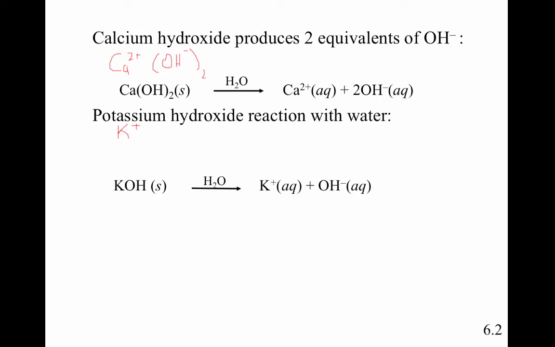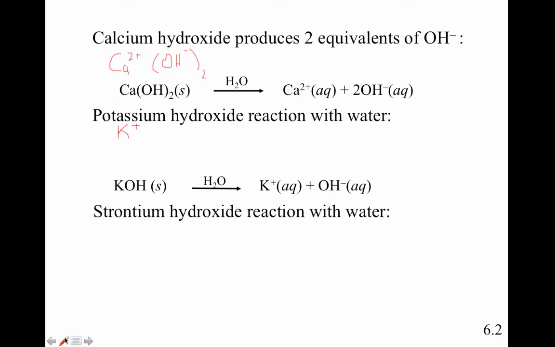Now let's do another example, and I'd like you to try this one more on your own. Strontium hydroxide reacting with water. So you recall what strontium is. Strontium. And you look on the periodic table and you see that it has a +2 charge. So if it has a +2 charge, then we're going to need 2 hydroxide ions, dissolve it in water, and we're going to get 2 hydroxide ions.